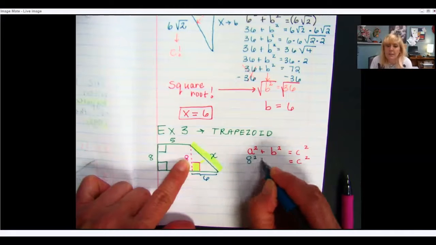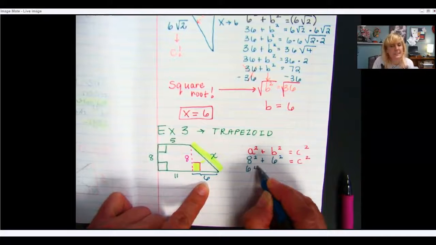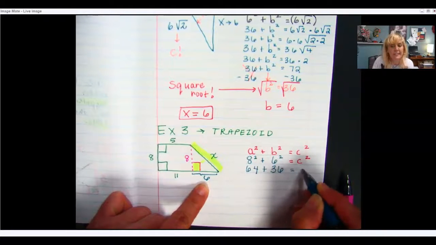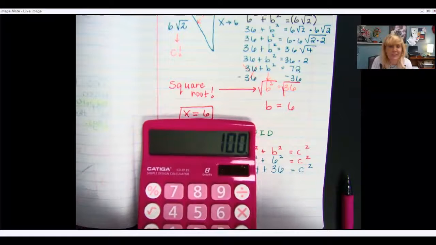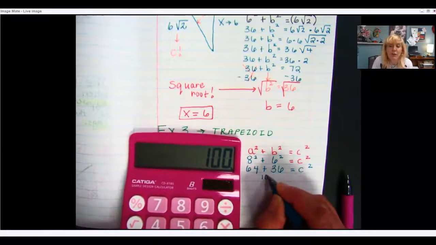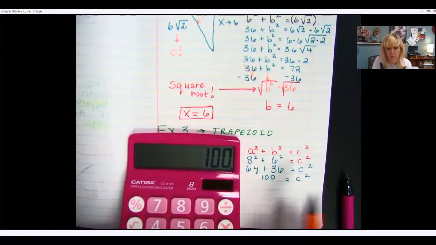Okay, so 8 squared plus 6 squared. So 8 squared, 64. That's 36. We're going to go ahead and add those. Just going to use the calculator. It's 100. So remember, I have one letter and one number. That's it. When you have just one thing equal to one thing, this is when you square root both sides.